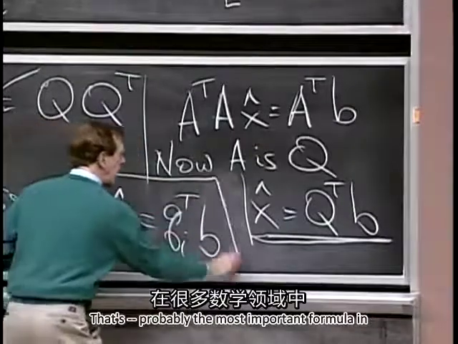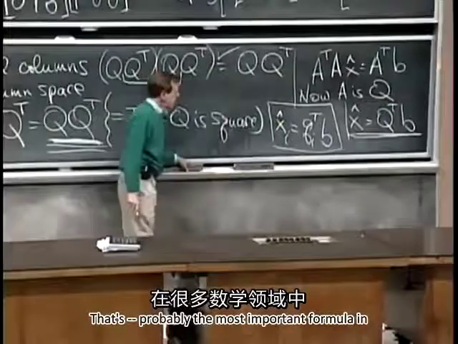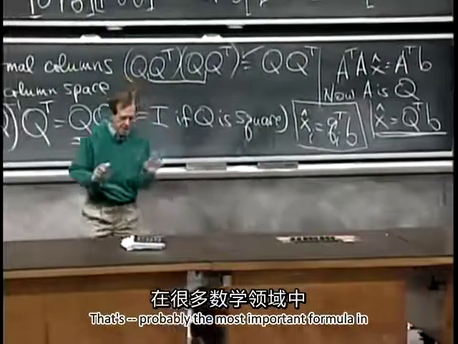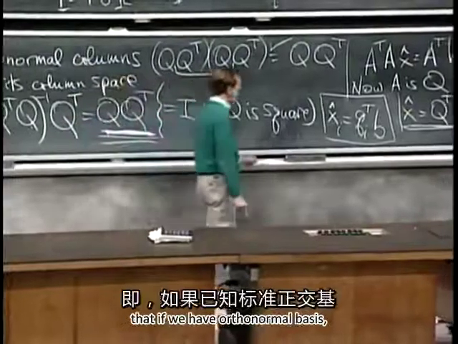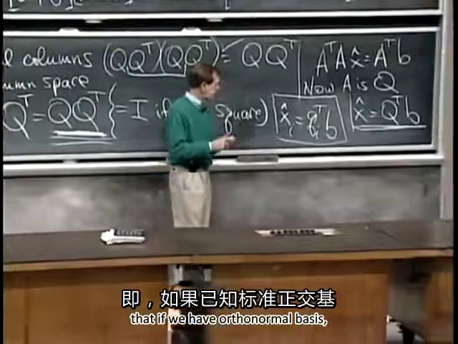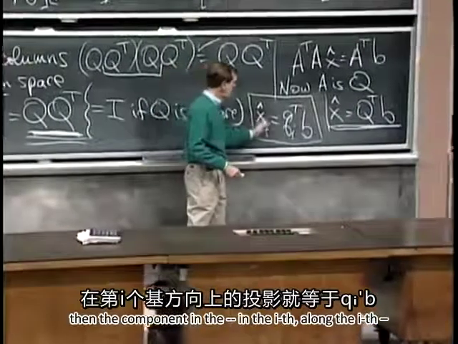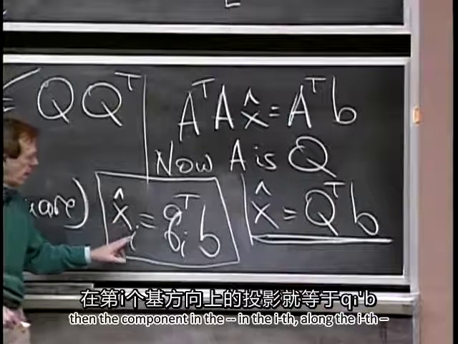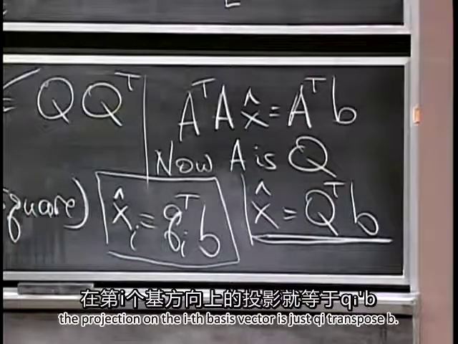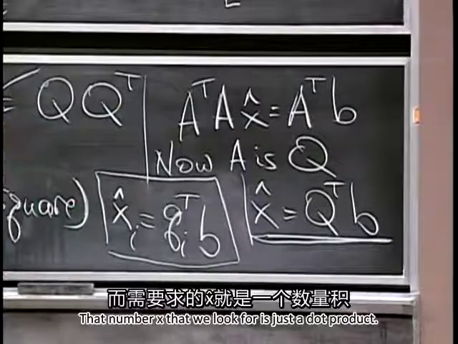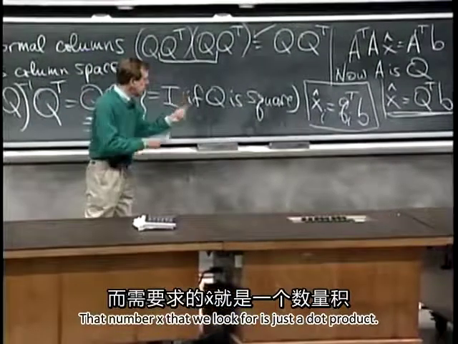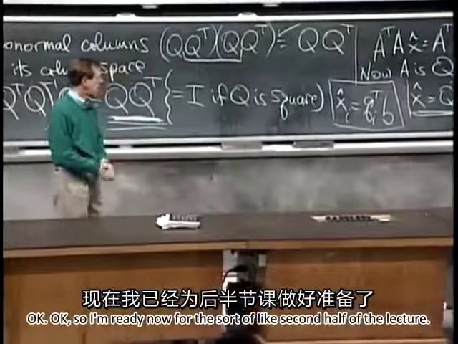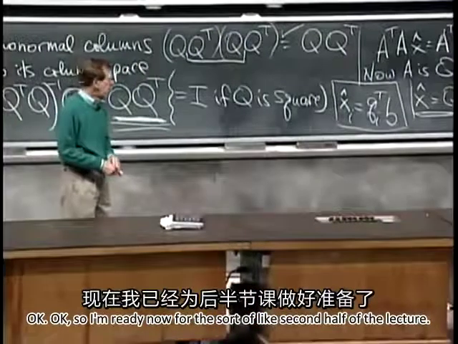That's probably the most important formula in some major parts of mathematics. That if we have an orthonormal basis, then the component along the ith, the projection on the ith basis vector, is just Qi transpose B. That number X that we look for is just a dot product. Okay.